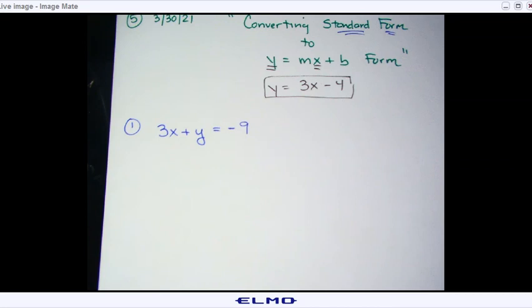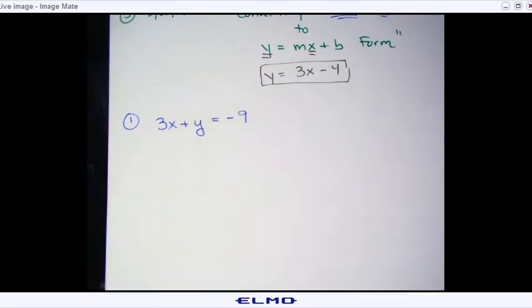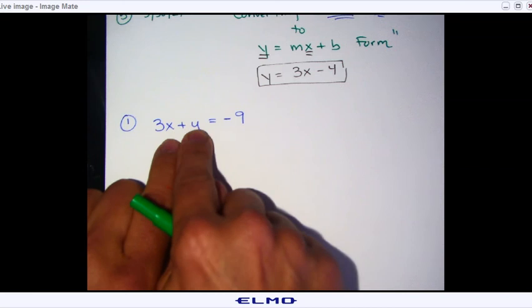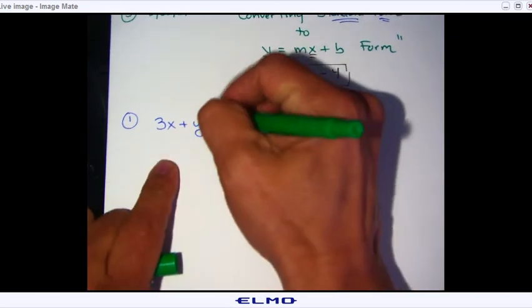Do you guys know how to do these? A little bit more complex, all right? We're not going to graph today. We're just going to do this. So what do we do first? Remember, you want to change from standard form to y equals mx plus b.